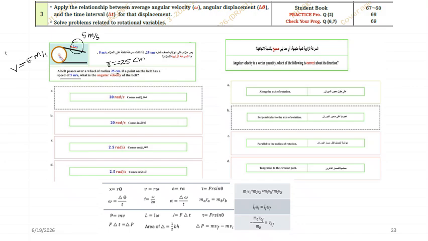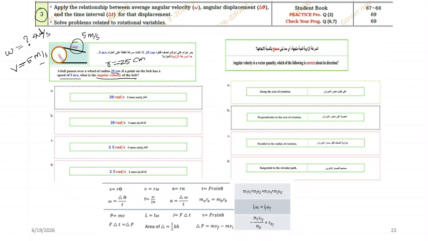So how do you understand whether it's omega or V? Omega will be mentioned in rad per second. But over here it is mentioned meter per second. So it's a linear velocity, not the angular velocity. Now what do they demand? They demand the angular velocity of the belt, so you need to calculate omega. They have given two quantities, R and V, and you need to calculate omega. Which equation is it? It's not connected with equation 3, I think it's 4.